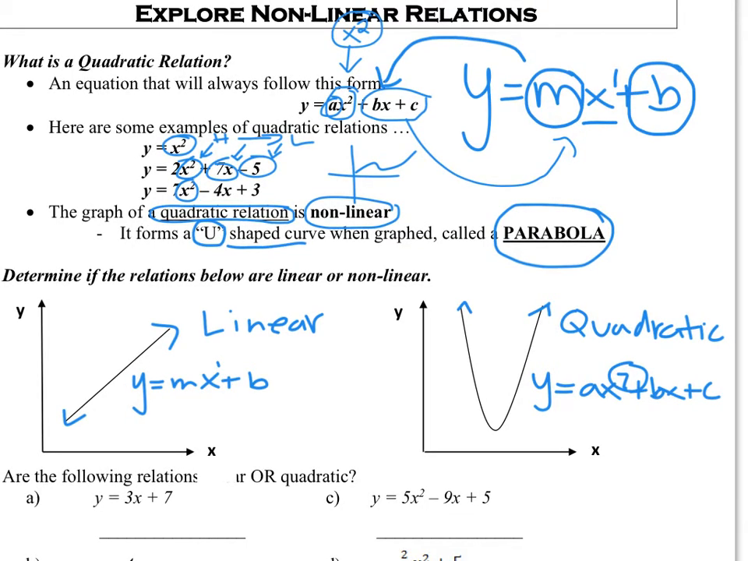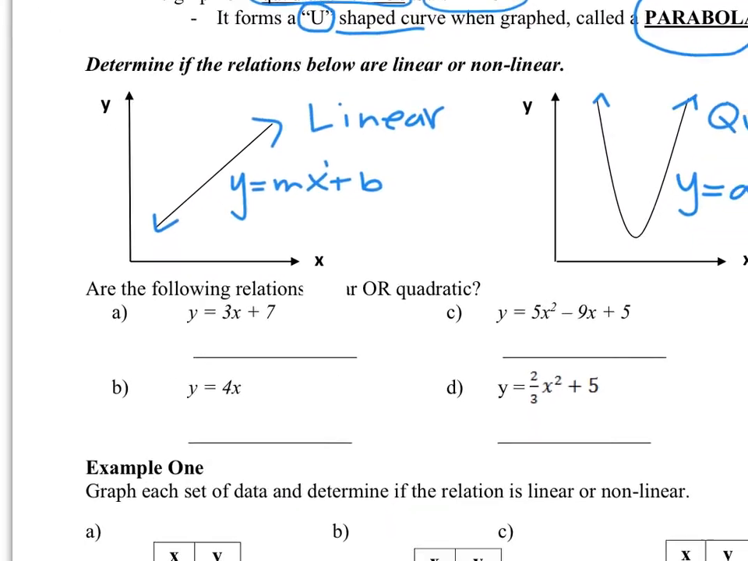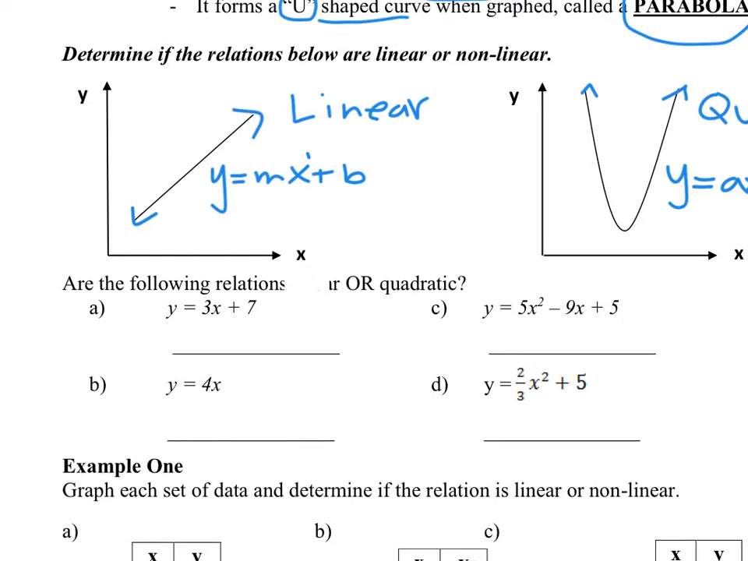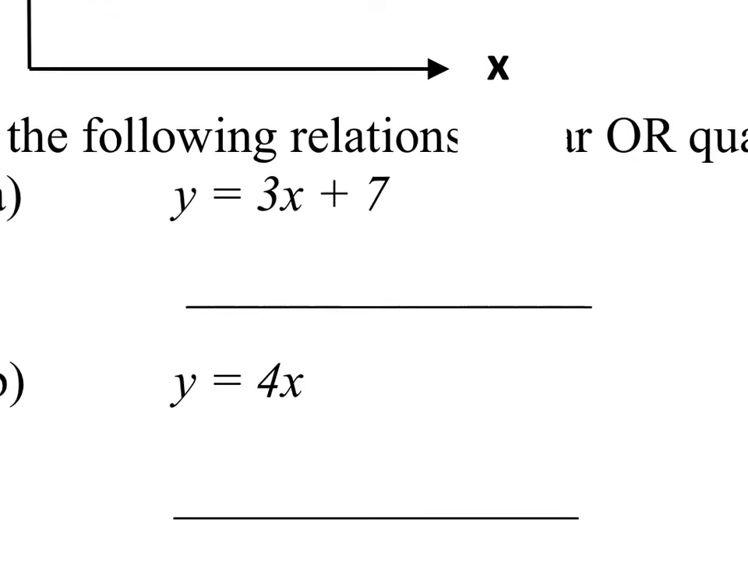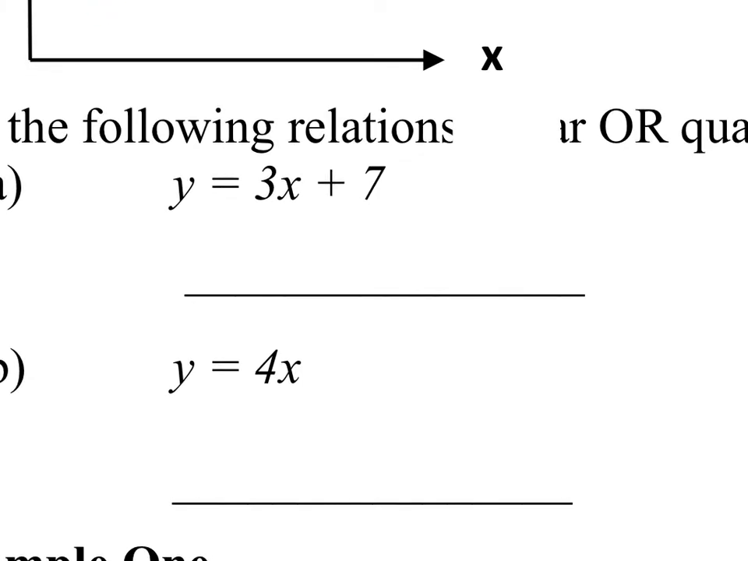So first let's take a second here and look at some equations and then determine whether they're linear or quadratic. If I look at the first two equations here, y equals 3x plus 7 and y equals 4x, do you see any x to the power of 2? I don't. So these are all x's to the power of 1. This means that this is y equals mx plus b, which means that they are linear.